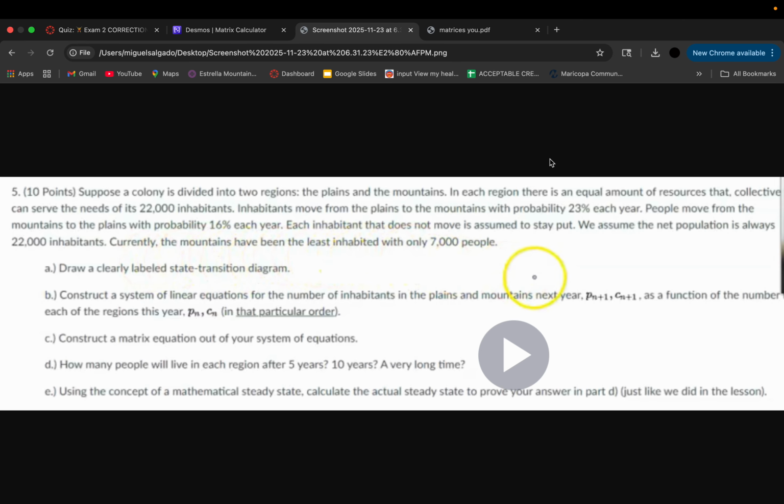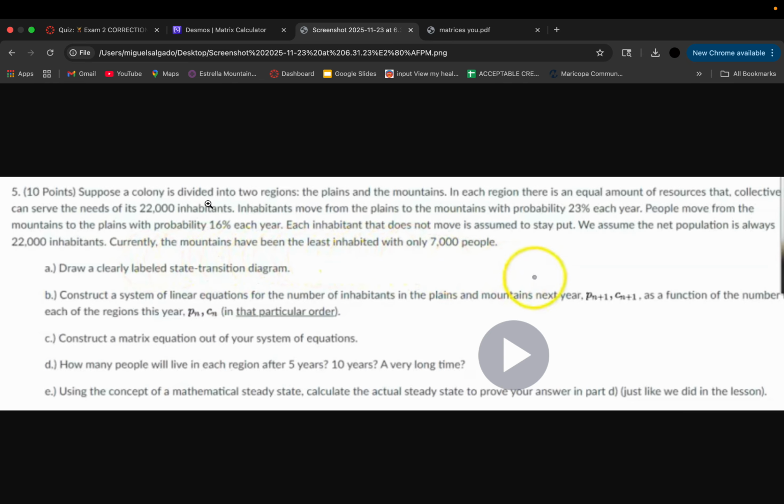So in question 5, suppose a colony is divided into two regions, the plains and the mountains. In each region, there is an equal amount of resources that collectively can serve the needs of its 22,000 inhabitants. Inhabitants move from the plains to the mountains with probability 23% each year. People move from the mountains to the plains with probability 16% each year. Each inhabitant that does not move is assumed to stay put. We assume the net population is always 22,000 inhabitants. Currently, the mountains are the least inhabited, with only 7,000 people.